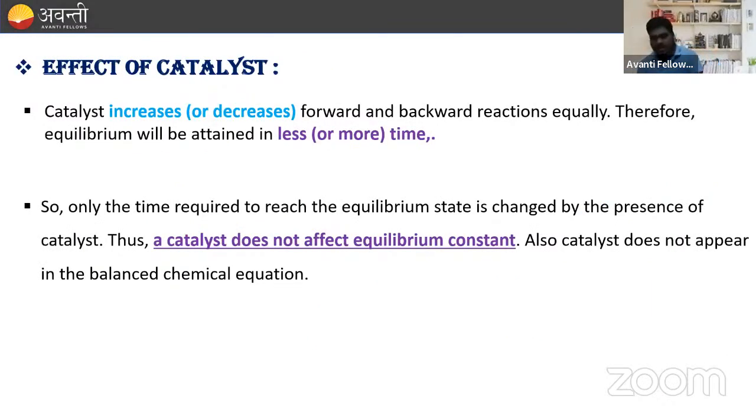Now, the next one is the effect of catalyst. What is the effect of catalyst basically? A catalyst increases or decreases the forward and backward reaction rates equally. Therefore, equilibrium will be attained in less time. So only the time required to reach the equilibrium state is changed by the presence of a catalyst, right? Thus, a catalyst does not affect the equilibrium constant. Also, a catalyst does not appear in the balanced chemical equation.